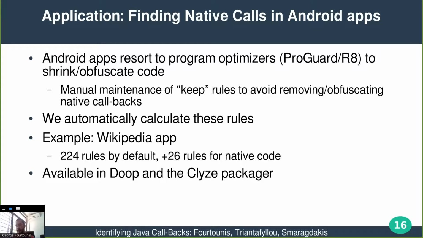Our tool here comes to the rescue and automatically calculates these rules. As an example, we have Wikipedia, the application, which gets built and repackaged by following a set of 224 rules. And our tool computes 26 rules. Maybe some rules of ours overlap with existing ones. The basic thing to take away from this number is that this is a small part compared to the total number of rules. And this technique is available in Dup and in the class packager.